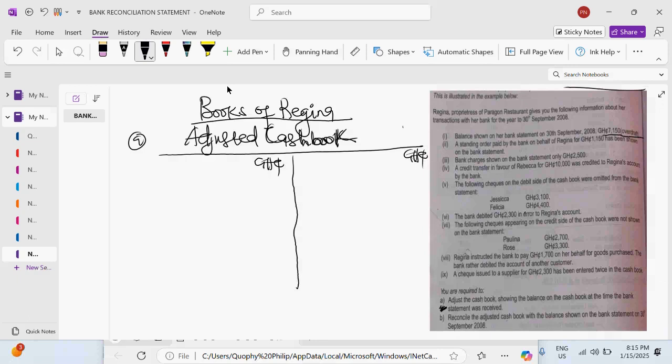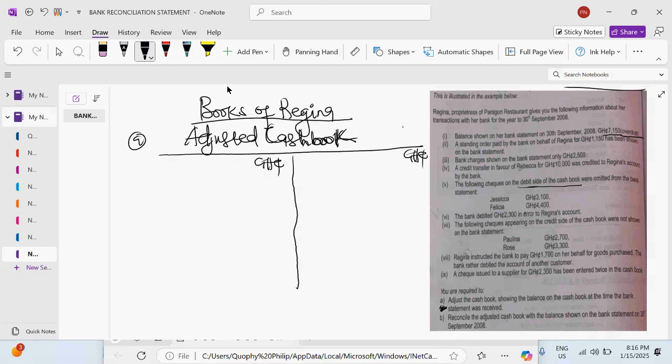7150 overdraft, negative balance. A standing order paid by the bank on behalf of Regina was 1150, which had not been shown on the bank statement. Bank charges shown on the bank statement only, 2,500. A credit transfer in favor of Rebecca for 10,000 was credited to Regina's account in error. The following checks on the debit side of the cash book were omitted from the bank statement.